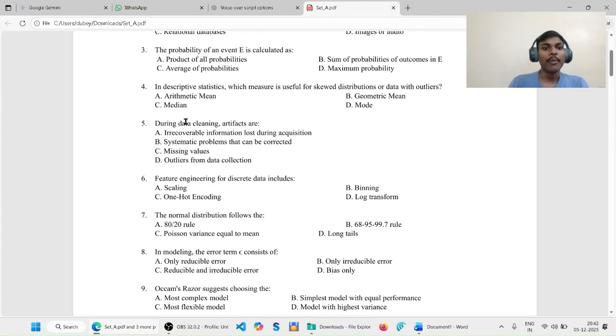Question number 3. The probability of an event E is calculated as the product of all probabilities, the sum of all probabilities of outcomes in E, the average of probabilities, or the maximum probability. The correct option is option B, sum of all probabilities of outcomes in E. So the probability of an event is the total of the probabilities of outcomes belonging to that event. This basic rule ensures every valid way the event can occur contributes to the final probability. It forms the foundation of probability theory.